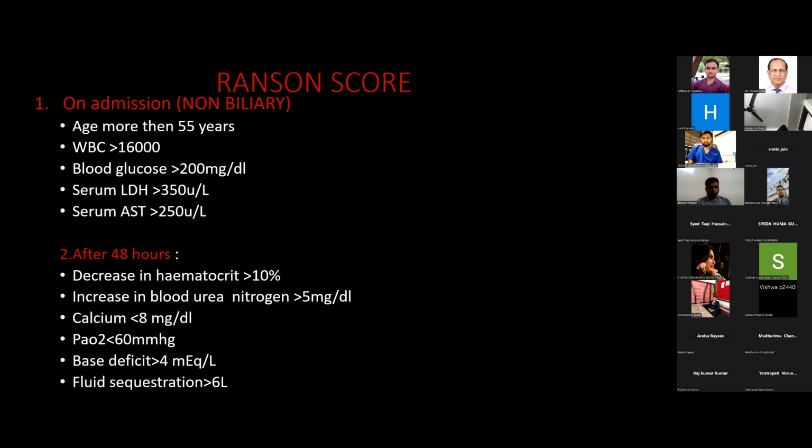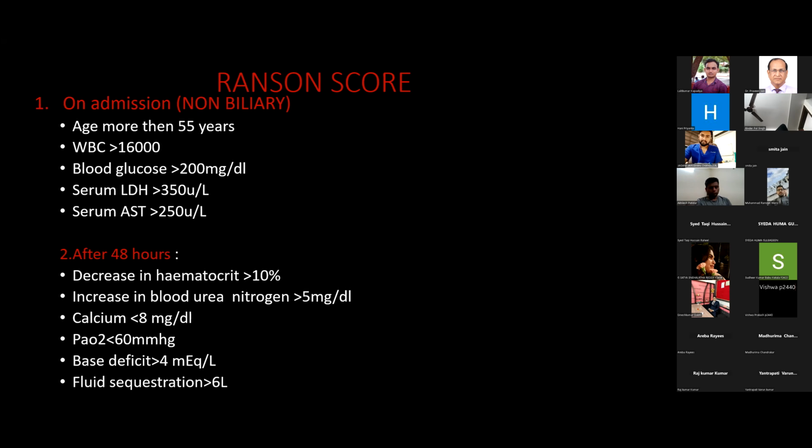And after 48 hours of admission: decreased hematocrit of more than 10%, increase in blood urea nitrogen of more than 5 milligram per deciliter. We already discussed that the patient may present with hypocalcemia, so calcium levels less than 8 milligram per deciliter, PaO2 less than 60 mmHg, base deficit more than 4 milliequivalents per liter, and fluid sequestration of more than 6 liters. We need to look for these factors only if the cause of the acute pancreatitis is non-biliary or non-gallstone.